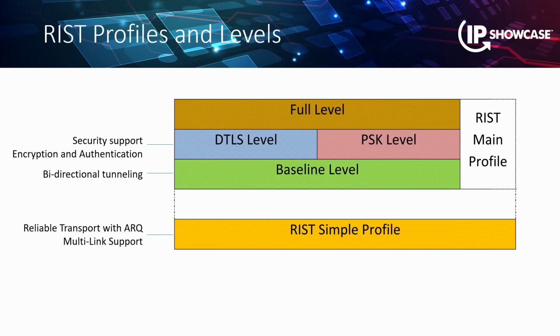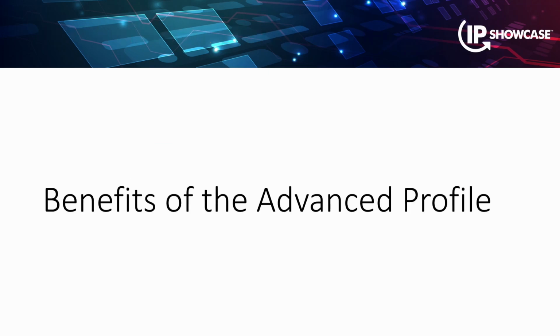So here are the RIST profiles and levels. Simple profile is the basis for everything, where you have all the transport, the ARQ, the multi-link, and what main profile adds is tunneling and security, in the two modes of security, encryption and authentication. So that's kind of the 20,000-foot view of the RIST profiles. Let's just jump into the Advanced Profile.